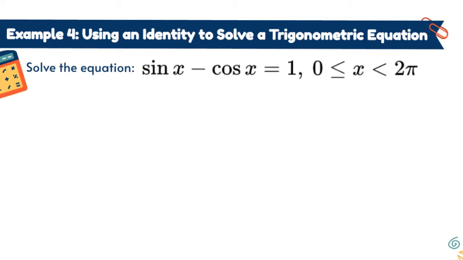Example 4. Using an identity to solve a trigonometric equation. Solve the equation sine x minus cosine x equals 1, where x is greater than or equal to 0 and x is less than 2 pi.